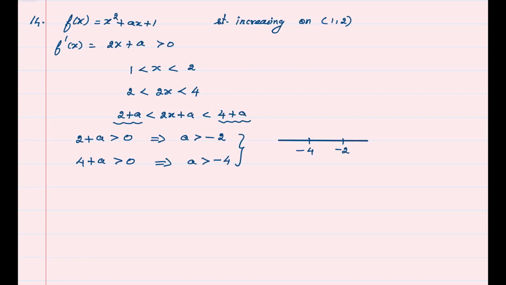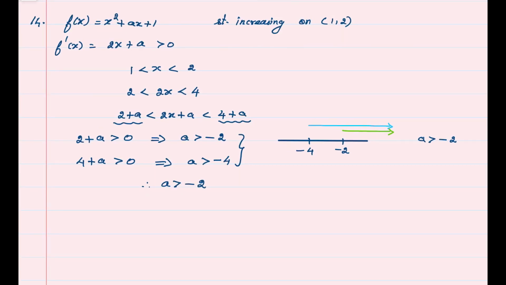On the number line, -4 and -2. The first condition is a greater than -2, all these real values. And the second condition is a greater than -4, all these real values. The common solution is the final answer. So we conclude that a should be greater than -2. Therefore, the least value of a is minus 2. We have written here a should be greater than minus 2.